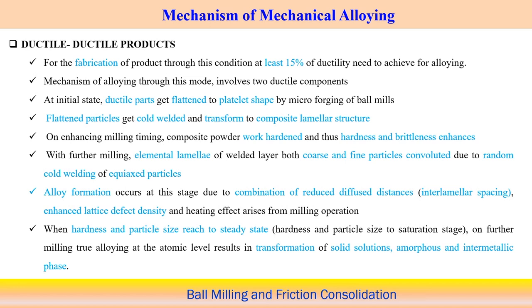It means that for fabrication of this product, the ductility for the material can be at least 15% of the ductility needed to achieve the alloying. So we choose the material in such a way that at least 15% ductility is there. Then in that case, we can consider the interaction between the ductile to ductile product.